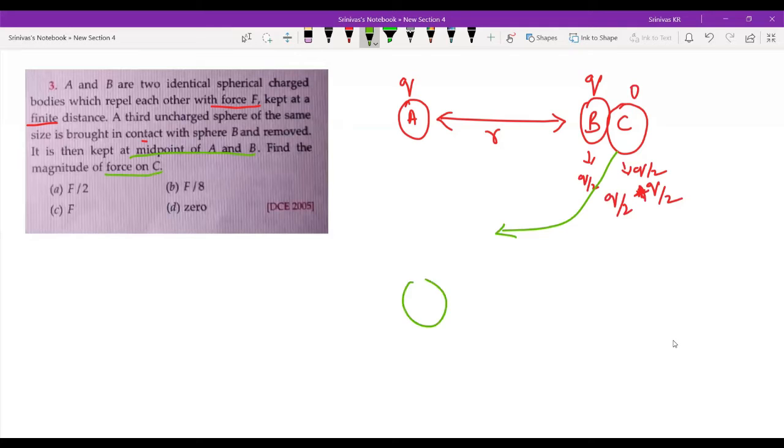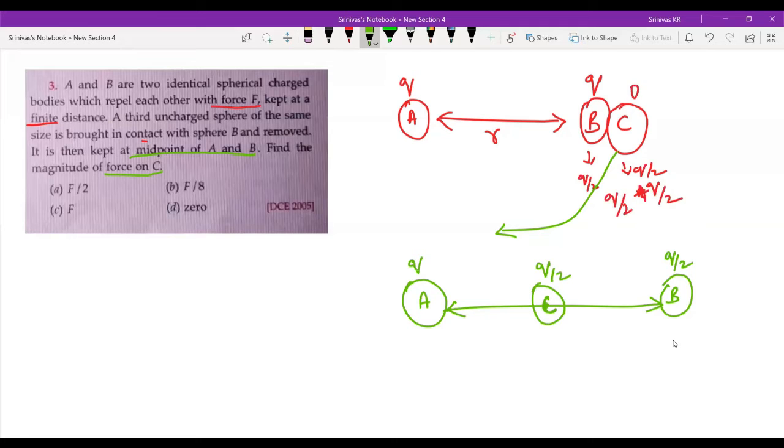So now A is here. Between these two, this is the midpoint, let us take it as C. Here B has charge q by 2, and A has q by 2, and the charge on this is q. So I need to find the force on C.